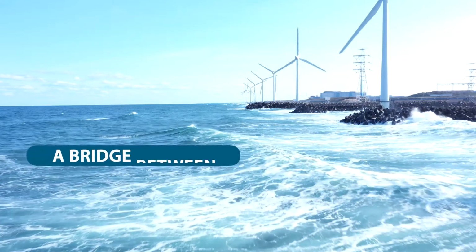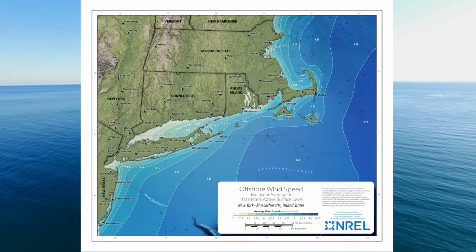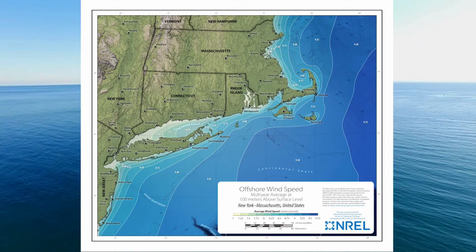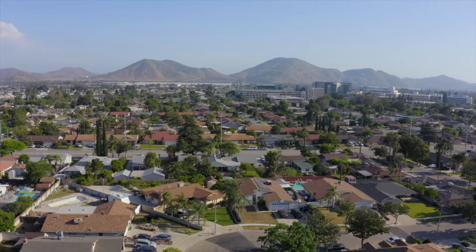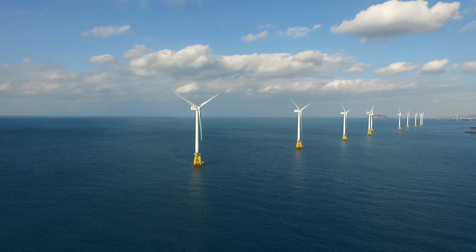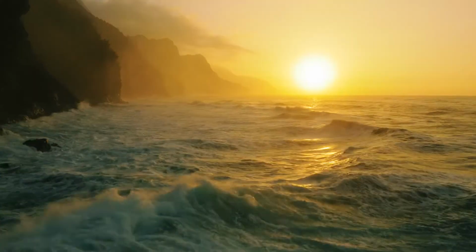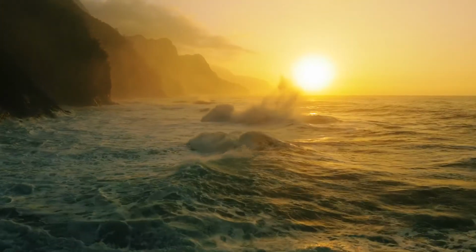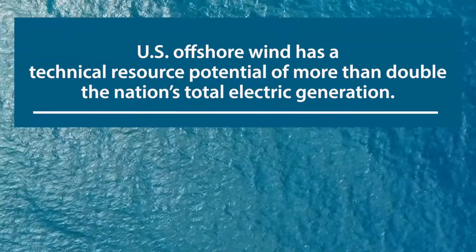When comparing land-based and offshore wind resources in the Massachusetts, Rhode Island, and Connecticut region, we can see that offshore wind resources generally provide higher average speeds over greater areas than land-based wind resources. Unencumbered by obstacles that may cause a disruption in the wind, like mountains, coastal barriers, trees, and other structures, oceans offer wind free rein to blow with minimal interference. It's unrealistic to expect every region capable of hosting offshore wind turbines will do so, but even with that caveat, U.S. offshore wind has a technical resource potential of more than double the nation's total electric generation. That's a lot of power.